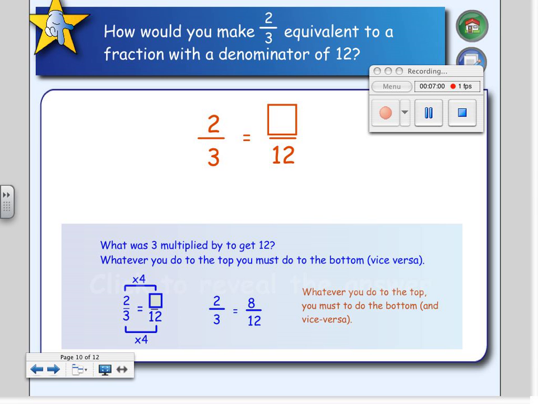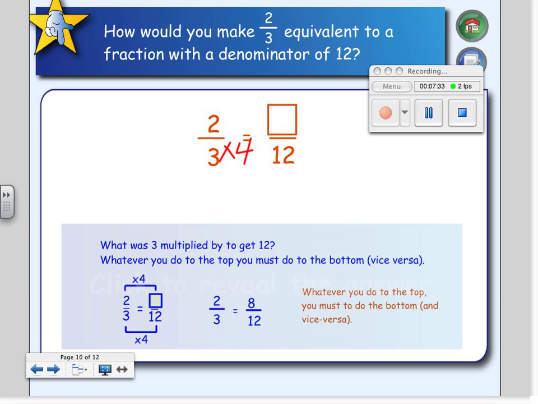All right. How would you make 2/3 equivalent to a fraction with a denominator of 12? What did I do here to get to 12? Brian. You multiplied by 4? Yep. Whatever I do to the bottom, I have to do to the top, or whatever I do to the top, I have to do to the other.